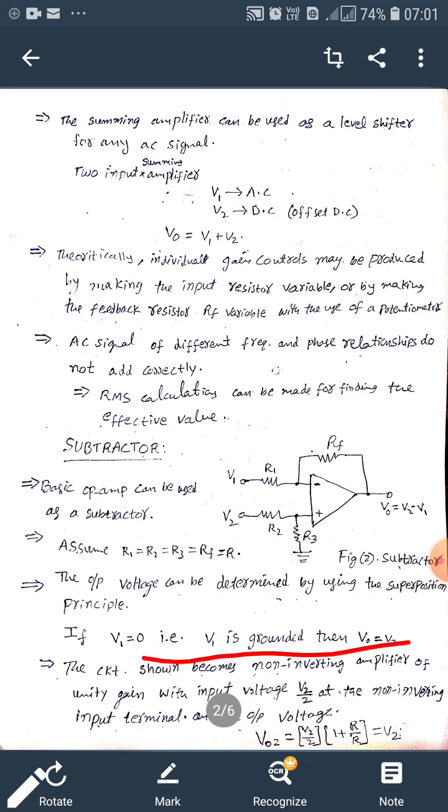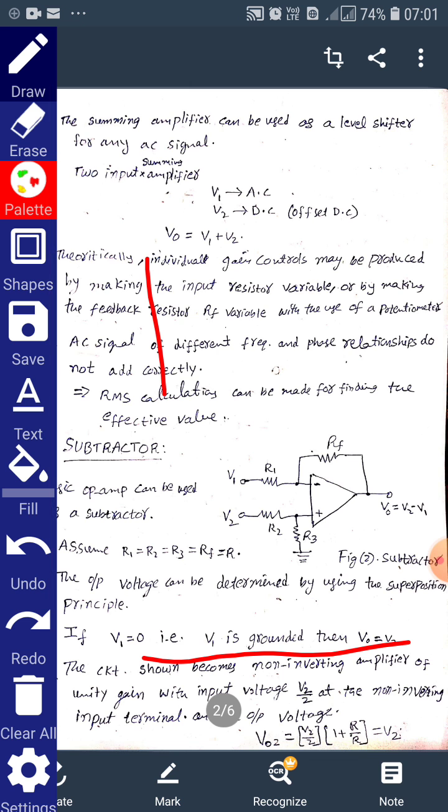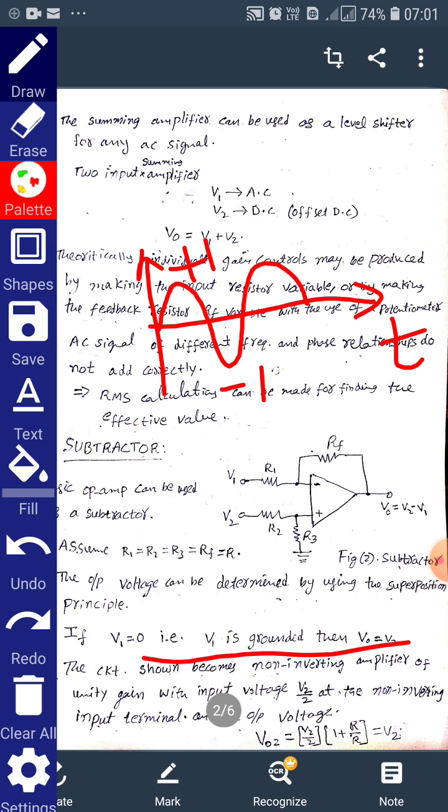The summing amplifier can be used as a level shifter for any AC signal, that is, it is used to shift the level of the voltage. For example, if we have an AC signal and want to shift its level, we can add a DC signal to it. For example, if you have an AC signal of plus 1 and minus 1 volts and want to shift its voltage, we can add some DC to this.